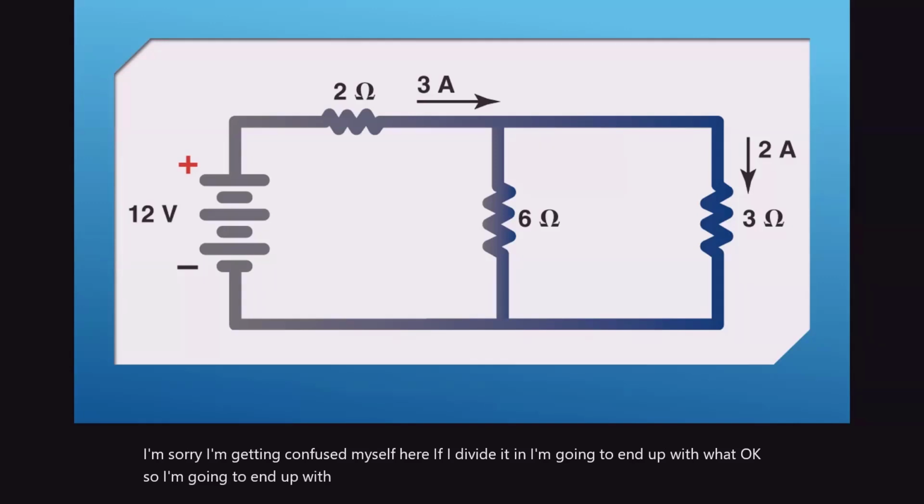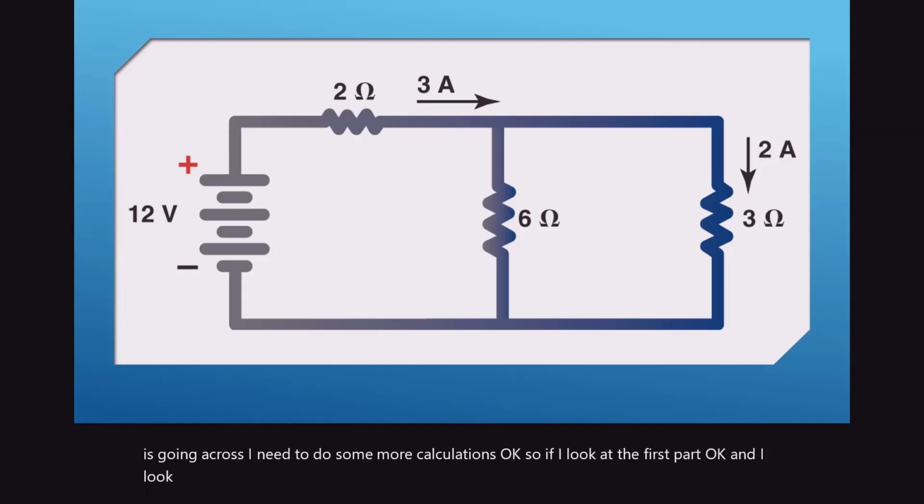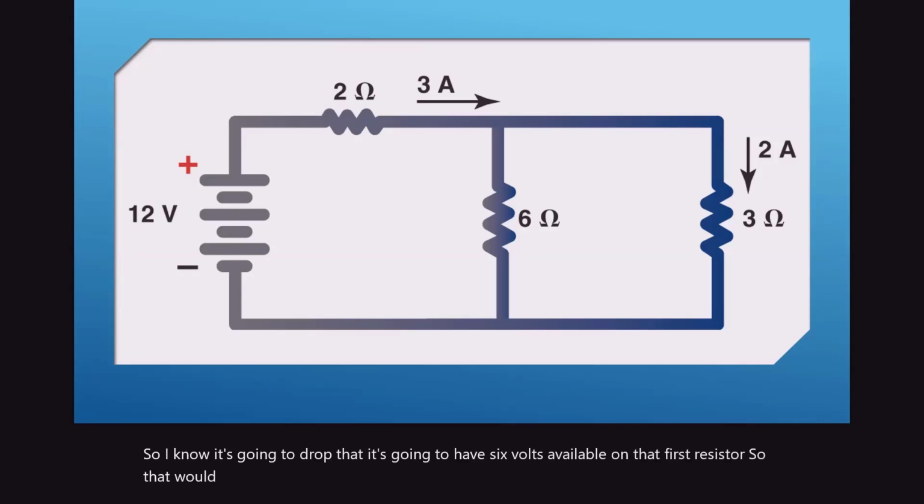Okay, total. So if I need to find out what the total amount is going across, I need to do some more calculations. If I look at the first part, I take that first resistor and divide it into the 12, and I end up with 6. So I know it's going to have 6 volts available on that first resistor. So that would be 1 amp it'd have to take care of.